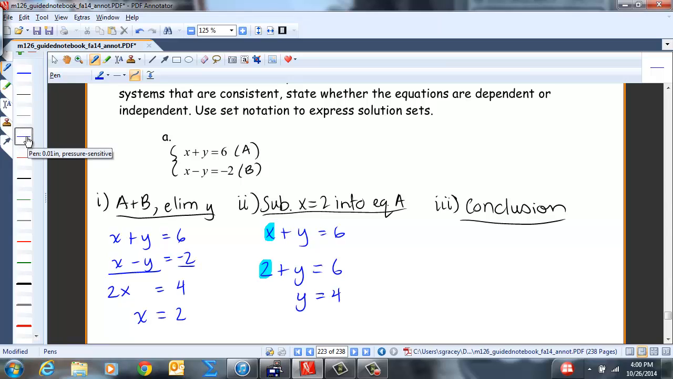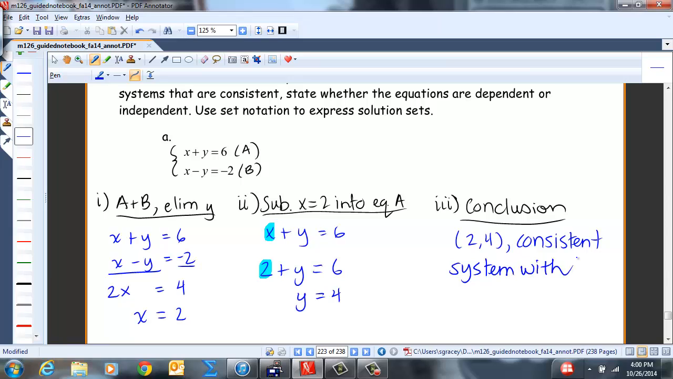So we'll have the ordered pair 2, 4, and this is a consistent system with independent equations.